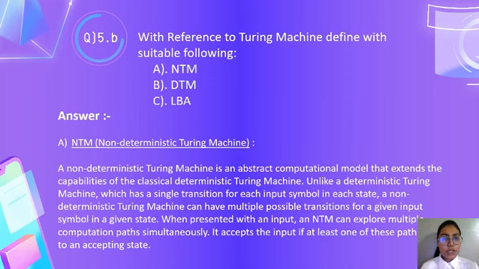This is the second part of question 5, with reference to Turing machines: define with a suitable example. The first one is NTM, non-deterministic Turing machine. A non-deterministic Turing machine is an abstract computational model that extends the classical deterministic Turing machine. Unlike the deterministic Turing machine, which has a single transition for each input symbol in each state, a non-deterministic Turing machine can have multiple possible transitions for a given symbol in a given state. When presented with an input, an NTM can explore computation paths simultaneously.